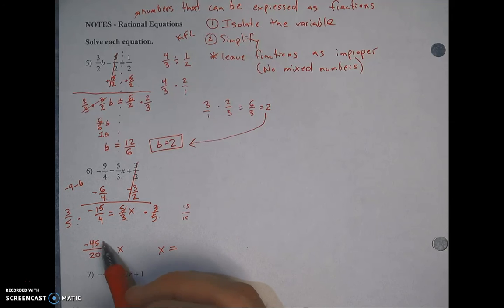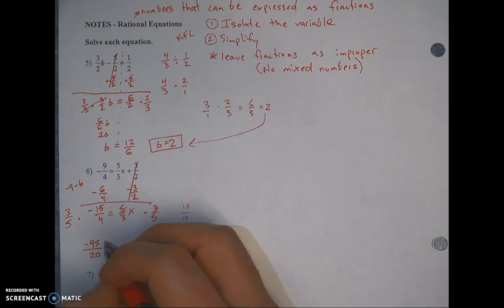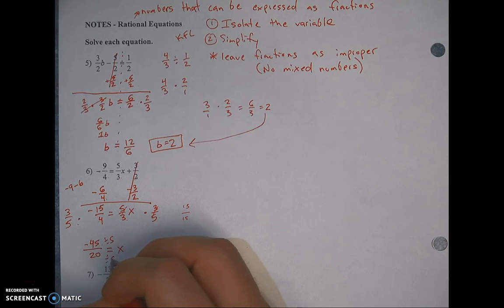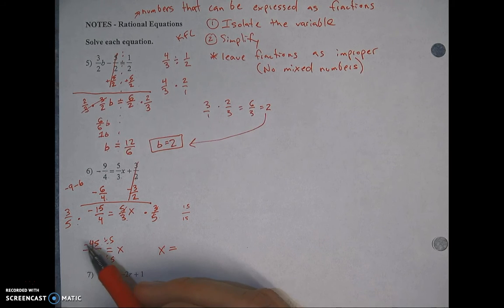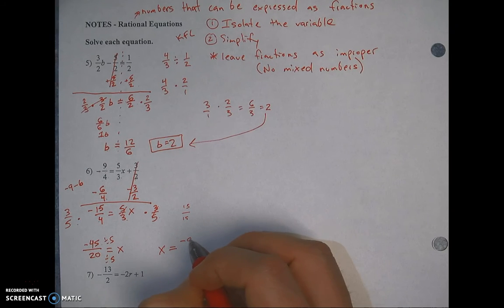I see that I can divide both of these by 5, so that's what I'm going to do. You don't have to show that, but I'm just writing it in the notes. Divide by 5 on both sides, and I'm going to get a negative 9 over 4.